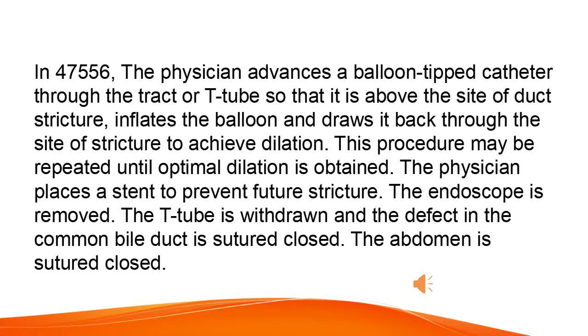The physician advances a balloon-tipped catheter through the tract or T-tube so that it is above the site of duct stricture, inflates the balloon and draws it back through the site of stricture to achieve dilation. This procedure may be repeated until optimal dilation is obtained. The physician places a stent to prevent future stricture. The endoscope is removed. The T-tube is withdrawn and the defect in the common bile duct is sutured closed. The abdomen is sutured closed.